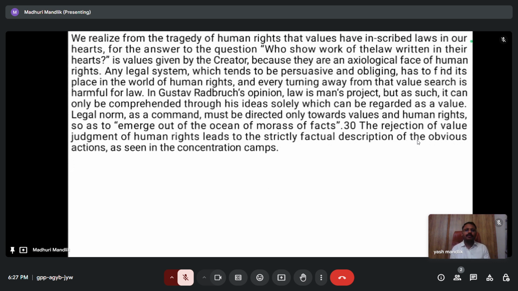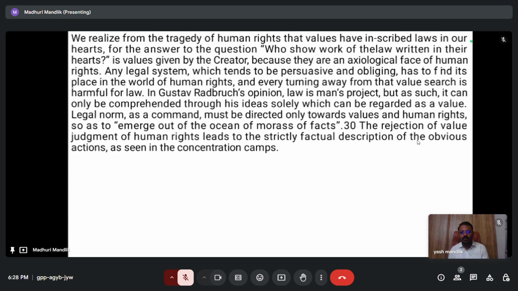In Gustav Radbruch's opinion, the law is a man's project, but as such, it can only be comprehended through his idea solely, which can be regarded as a value. Legal norms as a command must be directed only towards value and human rights, so as to emerge out of the ocean of the morass of fact.